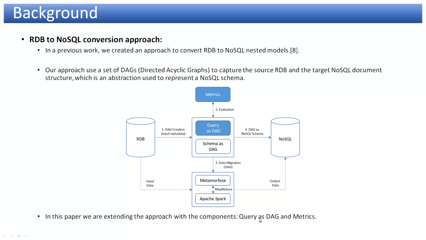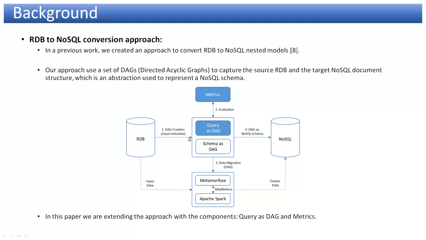Background. In a previous work, we created an approach to convert RDB to NoSQL nested models, specifically document and column family models. In this paper, the context is related to the conversion from RDB to the NoSQL document model. Our approach uses a set of DAGs to capture the source RDB and the target NoSQL document structure, which is an abstraction used to represent a NoSQL schema. In this figure, we have an overview of the approach.